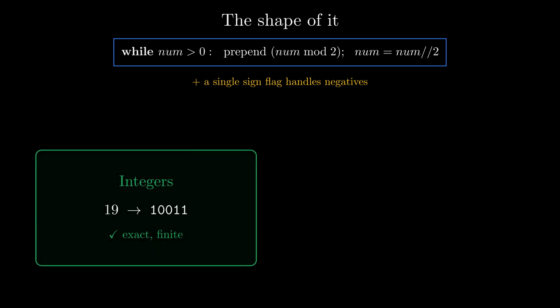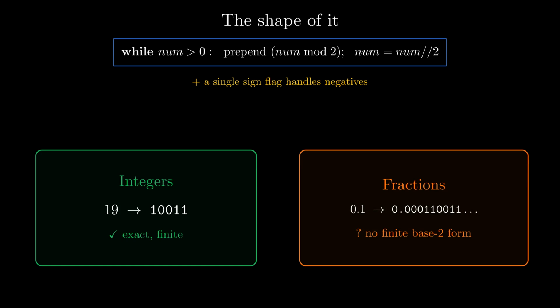The trouble we opened with comes from the other half of the number line, fractions. A value like 1/10 has no tidy, finite, base 2 form, so the machine can only approximate it. And those tiny approximations are what made our 10 additions miss one. Understanding how integers convert is the foundation. Fractions are where it gets interesting.